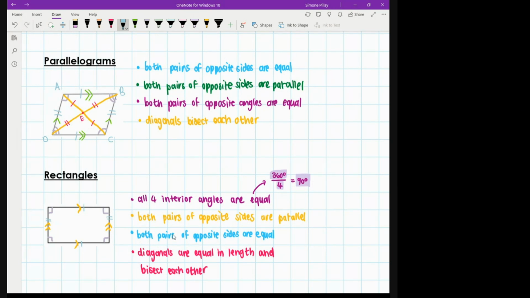And then if we look at our last property here of a rectangle, they said that my diagonals are equal in length. So here, they've told me my diagonals are equal in length. So if I have to draw in my diagonals, and I really just want to do this so I don't have to try so hard.